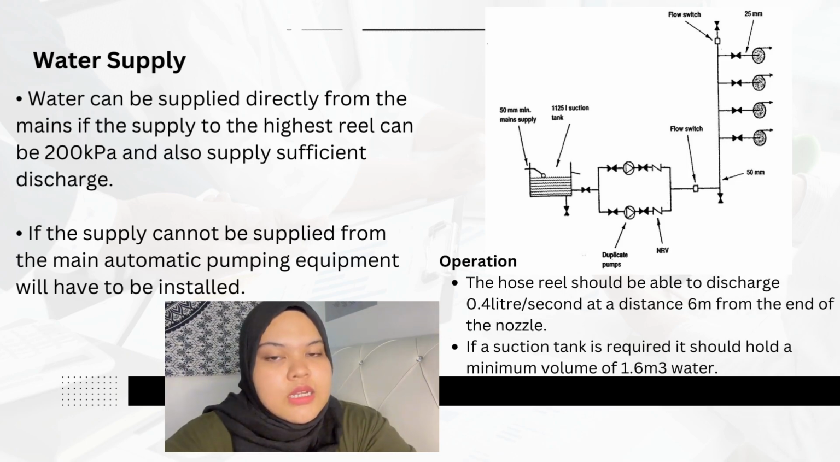For the operation, the hose reel should be able to discharge 0.4 liter per second at a distance of 6 meters from the end of the nozzle. If a suction tank is required, it should hold a minimum volume of 1.6 cubic meters of water.